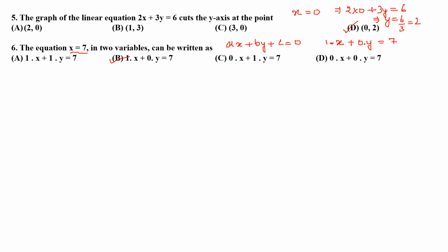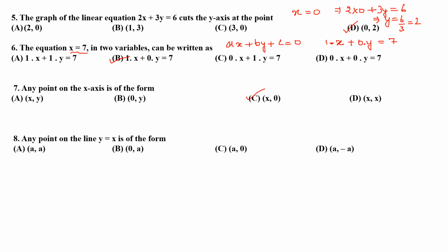Now moving to question number 7. Any point on the x-axis is of the form. So if a point will be on the x-axis, okay, the y coordinate will be 0. So just see where y coordinate is 0. So it is in C option. So the answer is option C. Now question number 8. Any point on the line y equal to x is of the form. Now see, y and x both are equal. Means both the coordinates will be same. And if you see the options, only in A option you can see both the coordinates are same. So for question number 8, the correct option is option A.